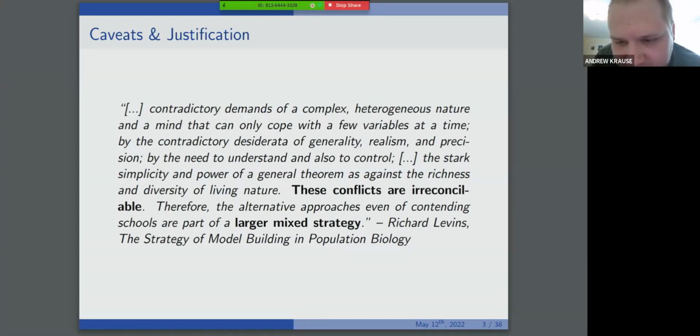So what Richard Levins argues for, and what I think is quite important, especially in these interdisciplinary groups, is to have a large mixed strategy. That means many people doing many different things, even from very competing philosophies or perspectives, each contributing their own piece. I think this is quite important, and I'll come back to this at the end. So this is my mea culpa, that a bit of this talk at least will be somewhat theoretical, and I'll try to focus on the things that are relevant for biological modeling.